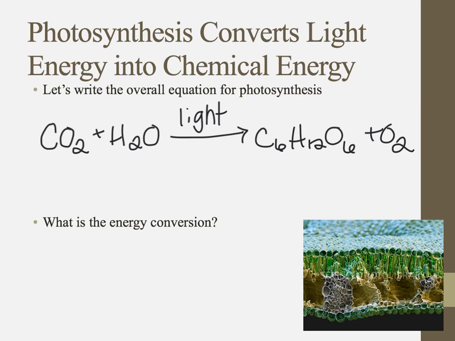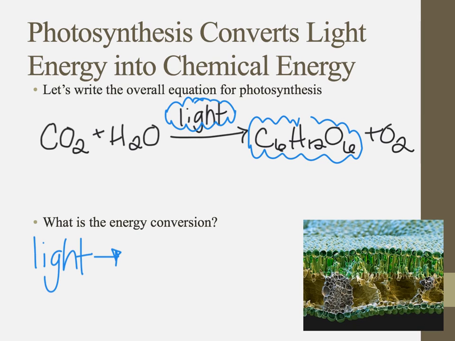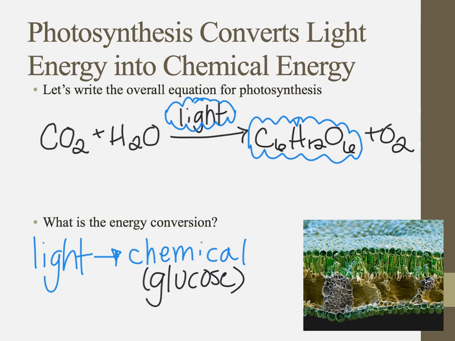My energy is coming from light. That's where the energy is coming from. So we go from light energy. And if I'm looking at these products, the product that has most of the energy is this glucose molecule here, and that is in its bonds. Bond energy is better known as chemical energy. So I like to write it like this: during photosynthesis, we turn light energy into chemical energy in the bonds of glucose.